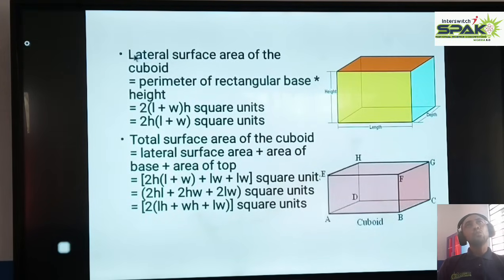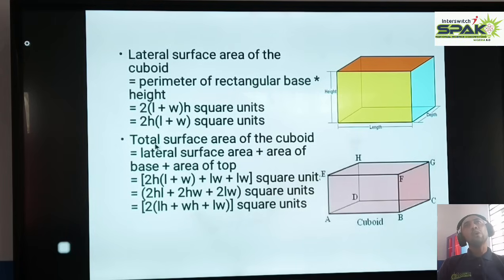So, to look for the lateral surface area of a cuboid, the lateral surface area is the perimeter of the rectangular base times height. And you know the perimeter of a rectangle is 2 into bracket length plus width. So this is the perimeter, then times height. When you simplify further, we have the lateral surface area, which is the curved surface area of a cuboid, to be 2h into bracket L plus W square units, where h is the height, L is the length, and W is the width.